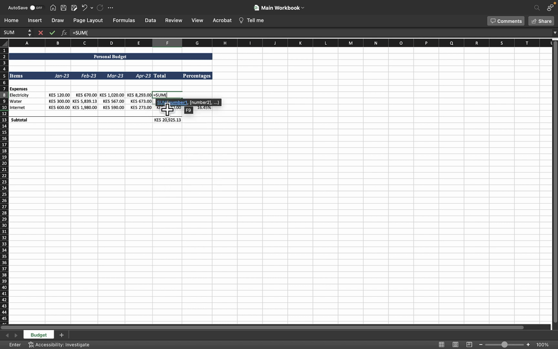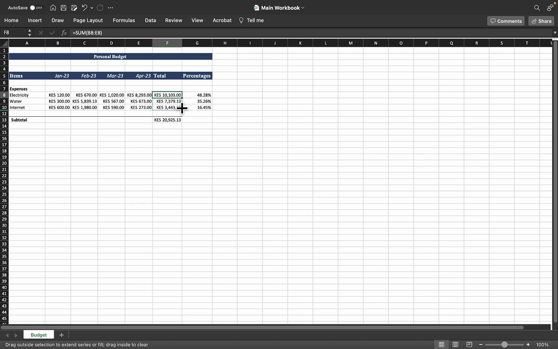So I'm going to select this. Then you just have to select the whole range. You can see it says B8 to E8. You can see it on the formula bar here as well, it shows SUM of B8 to E8. Then I close the bracket and press enter. You see, boom, it has gotten us the exact same result.